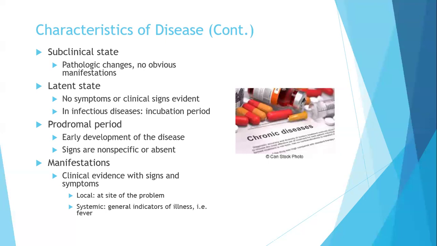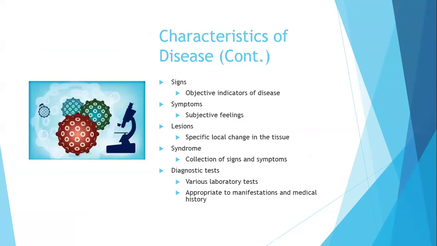A lot of times when we start to classify diseases, we'll talk about the etiology, the cause, the pathology, what's the cellular change that's happening, the manifestations, the signs and symptoms, and then the diagnosis and the treatment. So all those things we're going to talk about in characterizing diseases. So signs are objective indicators. Objective means you can measure it. Symptoms are subjective feelings. The patient can report to you pain, nausea, headache. You can't measure any of those things, but they're real.